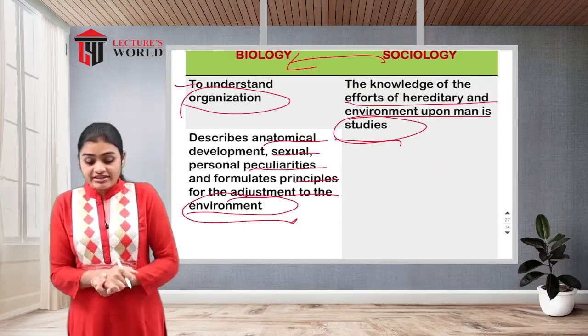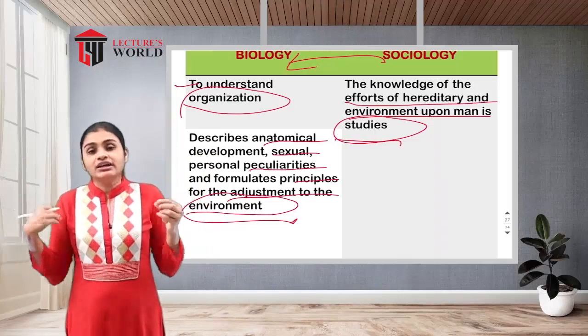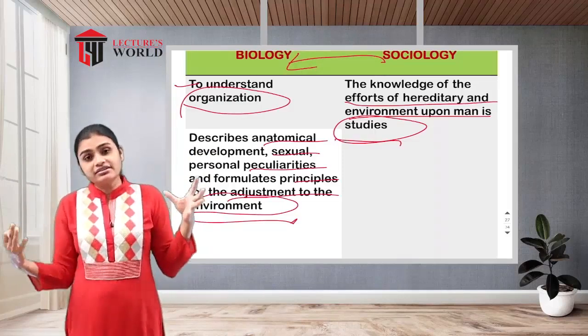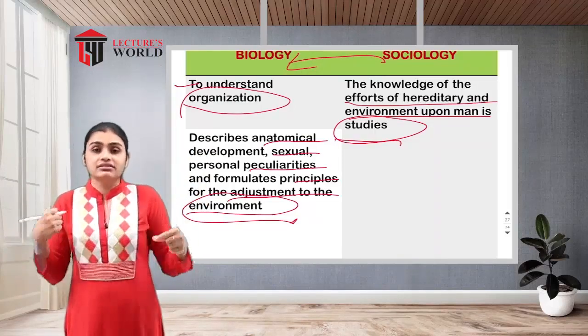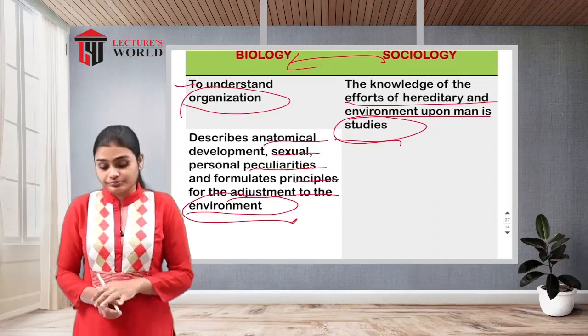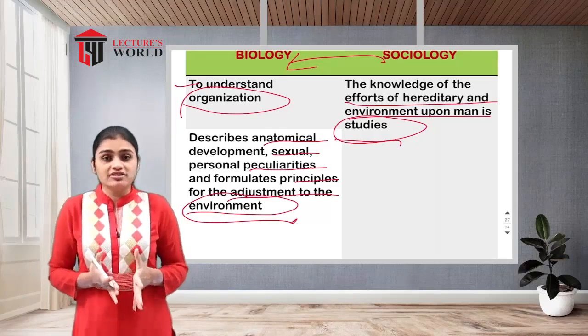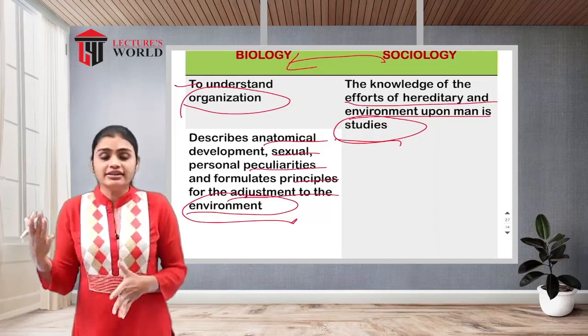Whereas in sociology, as we have seen, we study how the environment and hereditary factors affect the individual, and all of that is learned in sociology. So this is all about the relationship of sociology with other social sciences.